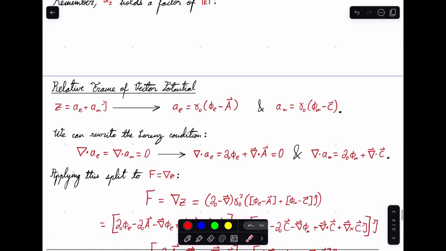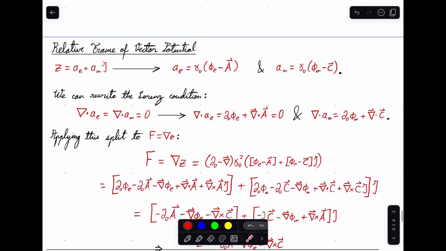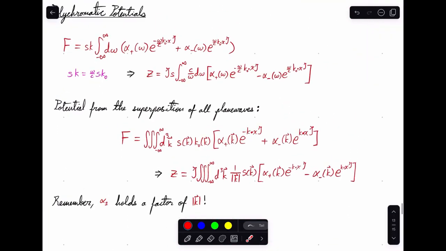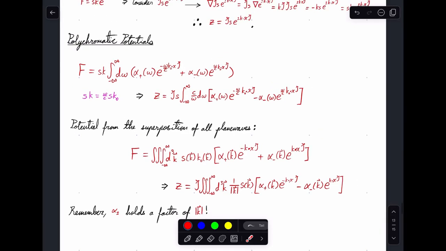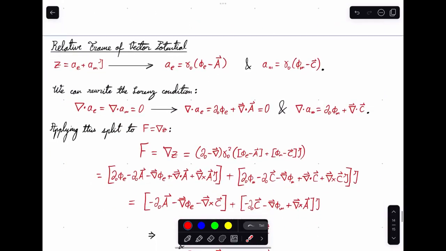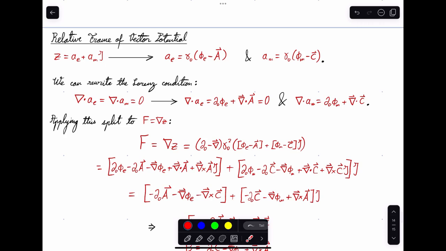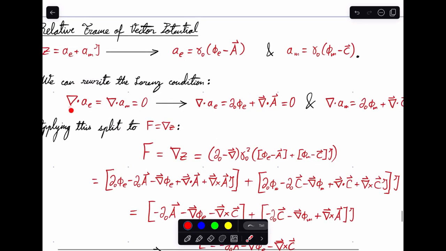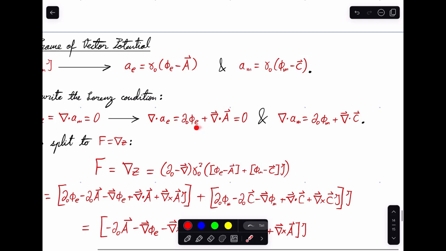So you can break these into relative frames. Here, I'll zoom out so you can see all of this. Then the relative frame of the vector potential. You can break these into both their relative frames, which allows us to rewrite the Lorentz condition. And so you just have that these are the scalar parts. These are equal to 0.